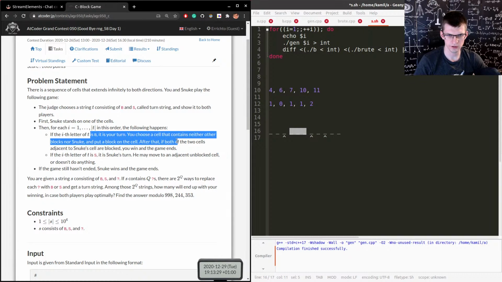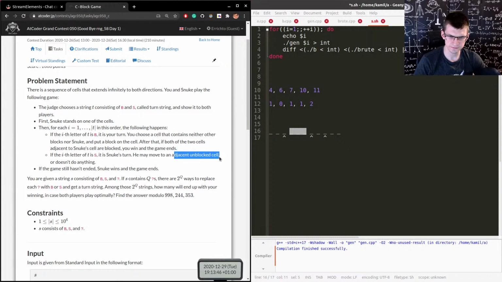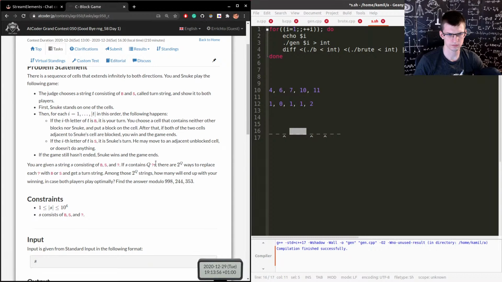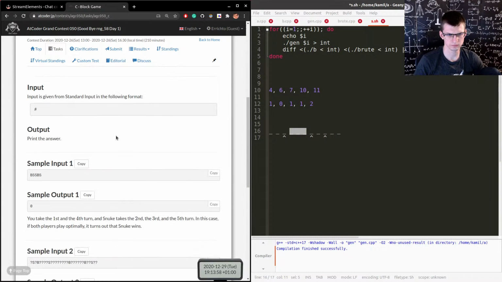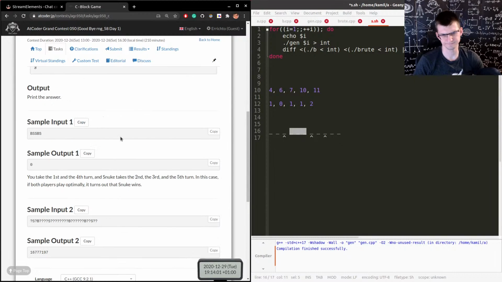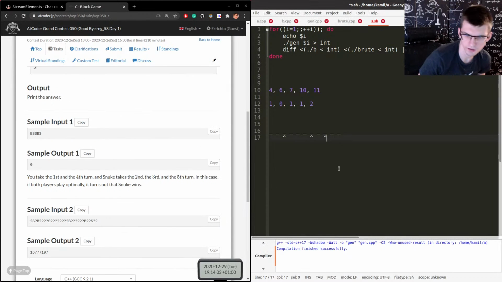If it's your turn, you block some empty cell. Does this mean that I understand this as from x move to x plus 1 or x minus 1? What do I not understand?